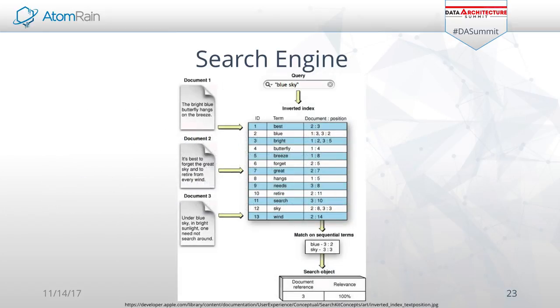And this would just be a simple example. If you have several documents that go in, create the index of where to find it, and then you type in, you know, blue sky, it's going to go through and pull out the documents that have that, and it'll rank and order.